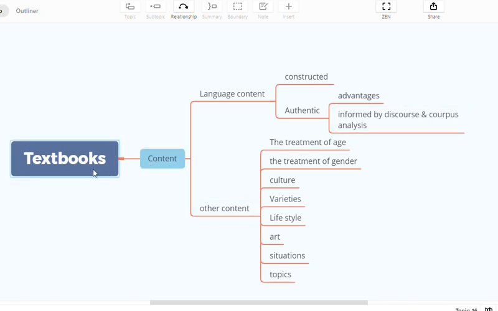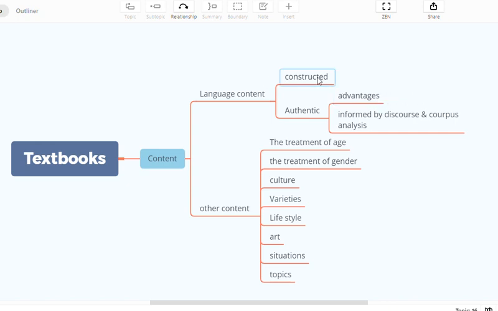Again, the content carried in the textbooks is of great importance, because this content is divided in two parts: language content and other content. Language content refers to language features, language skills, language components, and elements included in the textbook to be taught or learned. This content should necessarily be authentic. In order to provide authentic materials, the material should be informed by discourse and corpus analysis. The advantage is that whatever you teach and learn is whatever you need to use in the future.